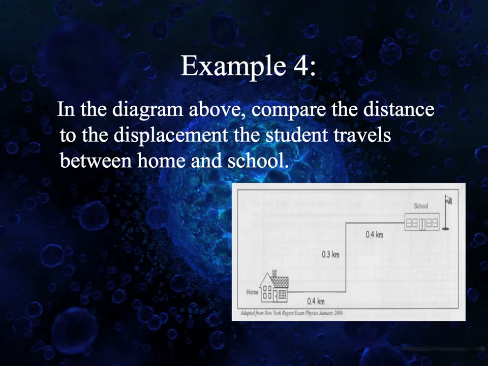Okay, so if I want to know the distance, I can simply come over here and take 0.4 and add 0.3 and add 0.4. And when I add those three together, you get 1.1 kilometers. 0.4 plus 0.3 plus 0.4 gives you 1.1.